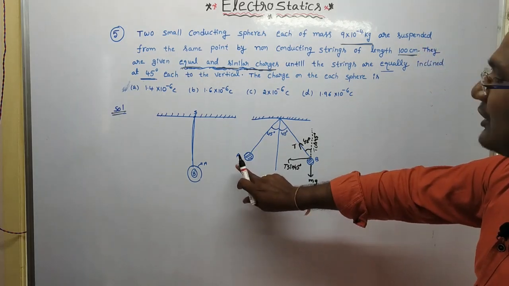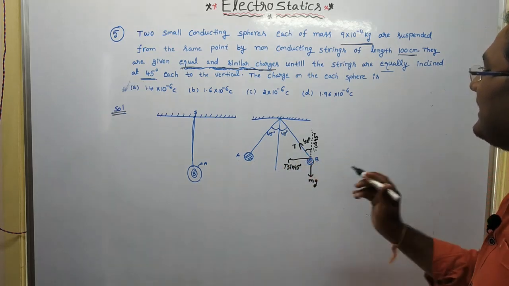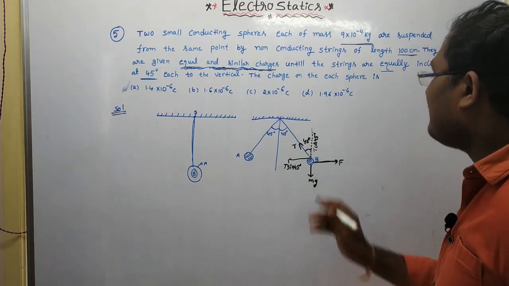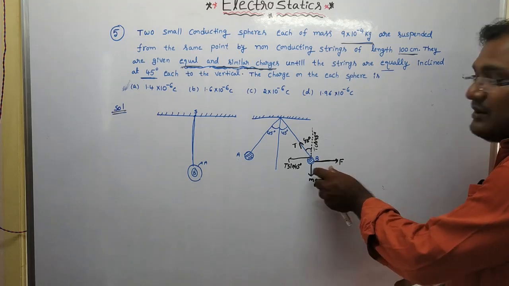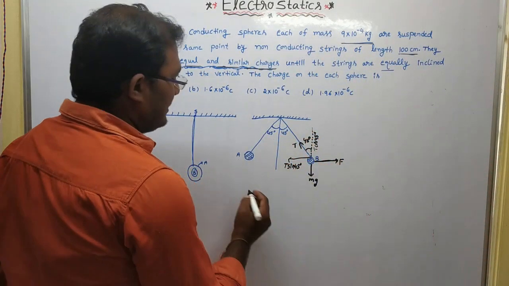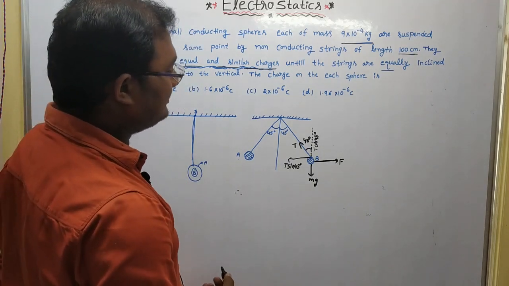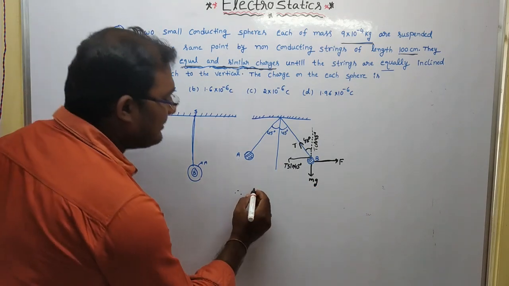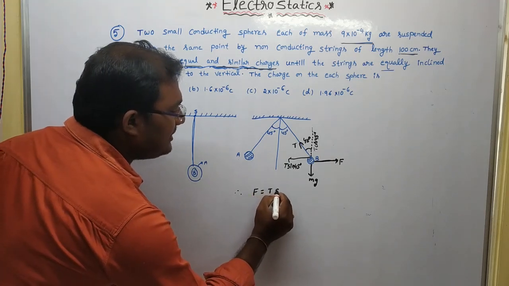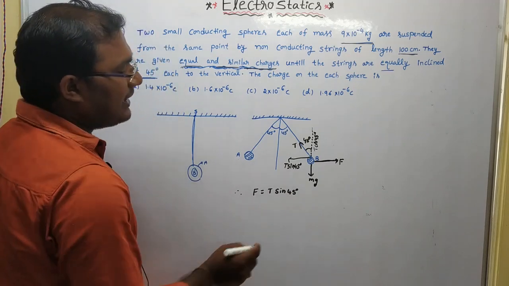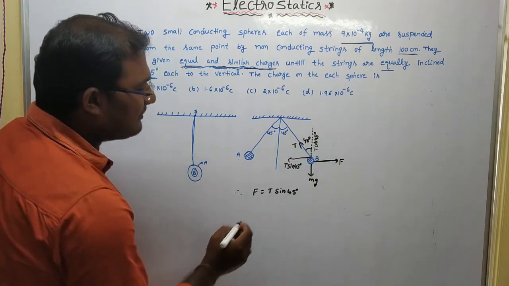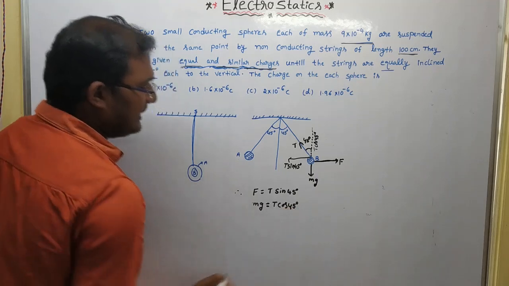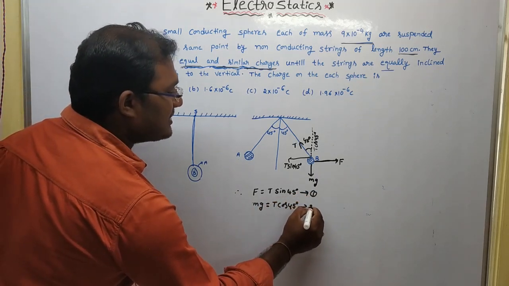The force of repulsion between A and B acts in this direction, because this force is away from sphere B. Therefore, from the diagram, at equilibrium, F equal to T sin 45 degrees and mg equal to T cos 45 degrees. This is equation number 1. This is equation number 2.